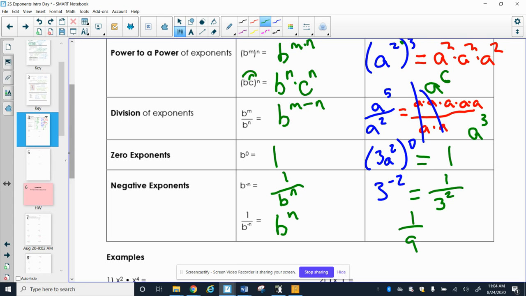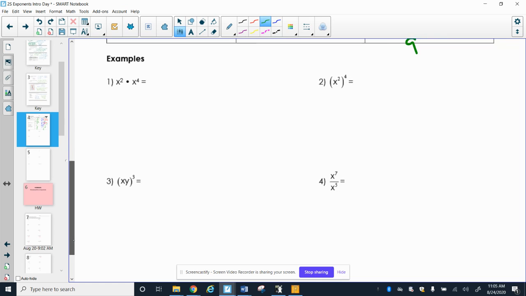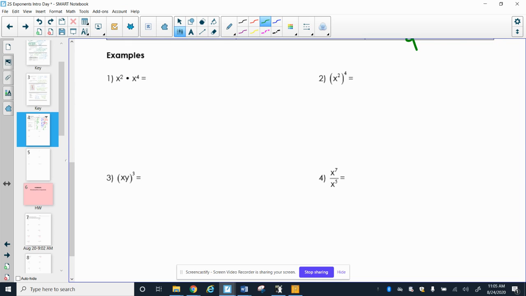All right, let's do some example problems, just kind of a mixed review. Okay, so number 1, x squared times x to the fourth. We're multiplying two powers. Remember, our rule is to add the exponents. x to the sixth. Versus the difference between that and number 2, this is x squared raised to the fourth power. So remember, now we have a power raised to a power, so we'd multiply our exponents. x to the eighth.